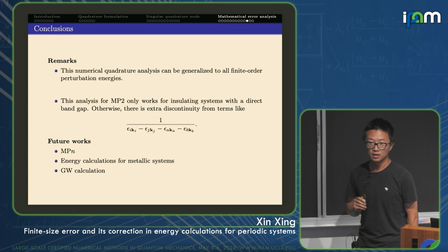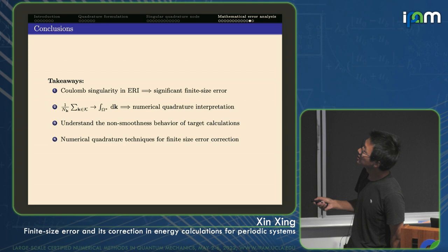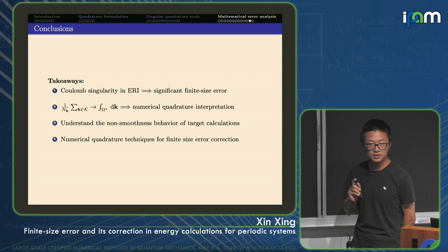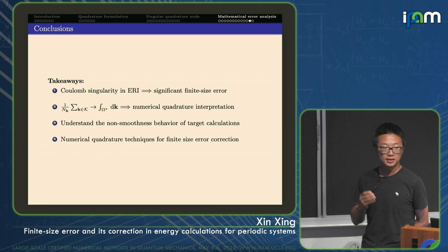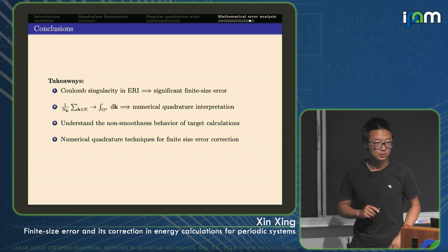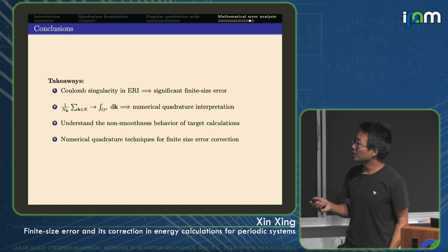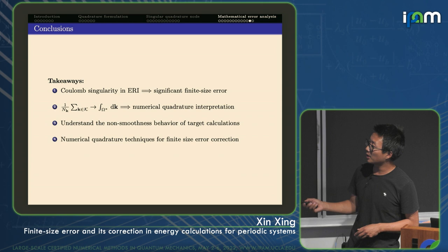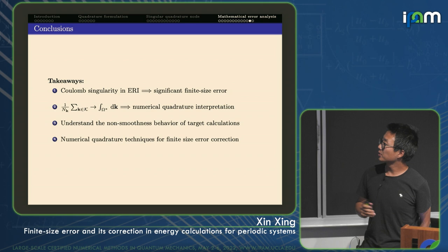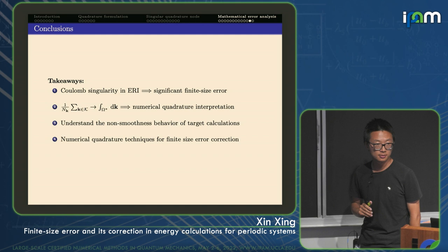So lastly, for this quite lengthy talk, I'll give you some takeaways from it. The first one is that the Coulomb singularities in all these ERI calculations play a key role that leads to significant finite size errors in all types of energy calculations if you use wave function-based calculations. The second is that when you come across significant finite size errors in calculations that happen to have this average summation form, it might be a good idea to try to understand the finite size error from a numerical quadrature interpretation. And the key is to understand the long smoothness behavior of your calculations.